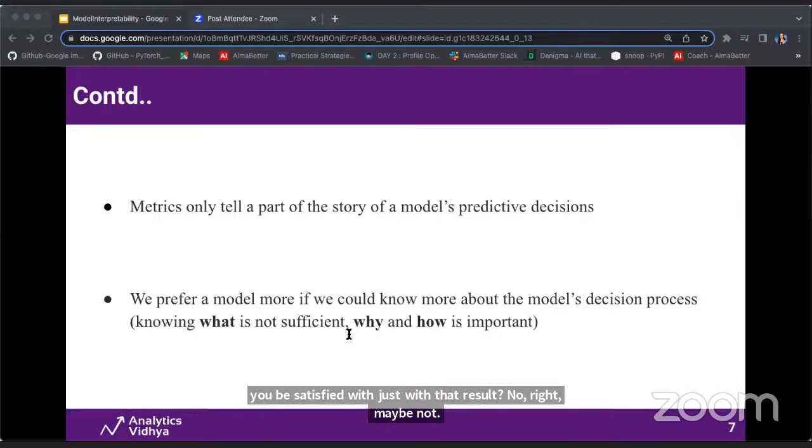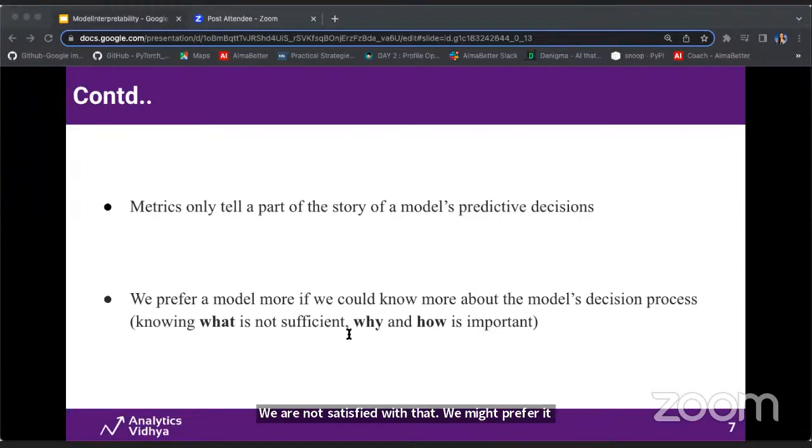We might prefer it more if we could know more about the model's decision process, the why and how these decisions were taken. Right? This gives us more transparency into why the model makes certain decisions, what might go wrong in certain scenarios, and over time, it helps us build a certain amount of trust in these machine learning models.